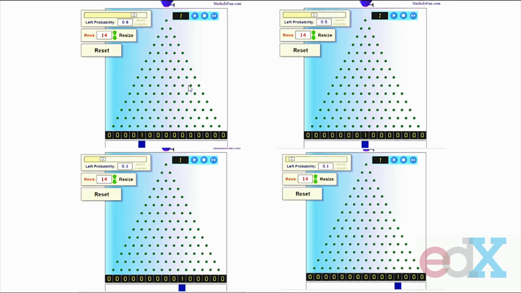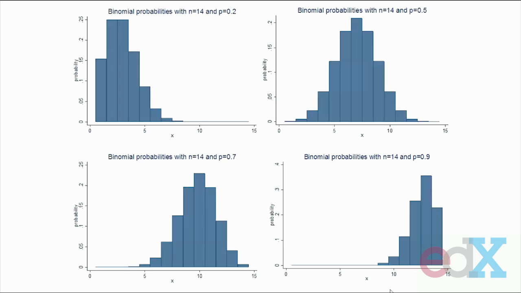Okay, so for example, here are the four that we've just looked at. When the left probability is 0.8, it landed there. When the left probability is 0.5, it landed here. When the left probability is 0.3, it landed there. When it's 0.1, it landed here. Now, it's not going to land in exactly the same spot every time. That's for sure. But if we do this repeatedly, we might get a picture like this, if we do this over and over and over again.